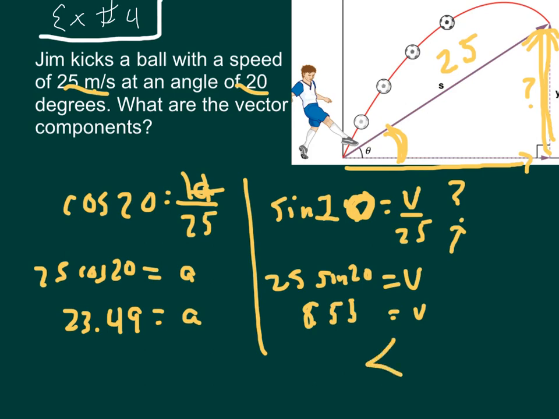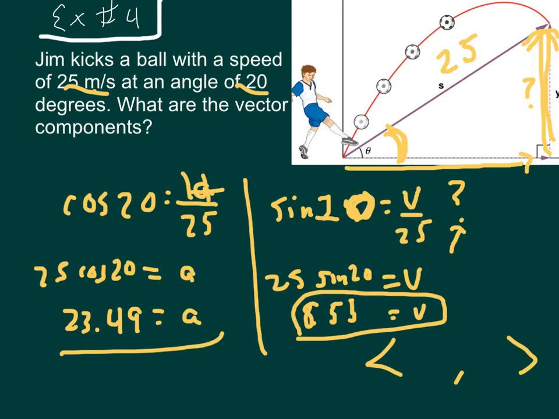If I wanted component form, I could have asked you for either one or the actual whole component. You then would say the horizontal speed comes first. That's the horizontal speed, 23.49, and the vertical speed is 8.55. This is a tricky lesson, so we'll definitely give some time in class to work it out. Thanks for listening.